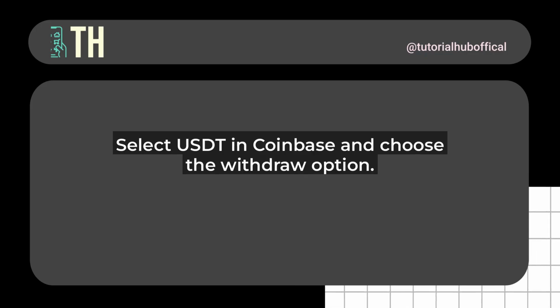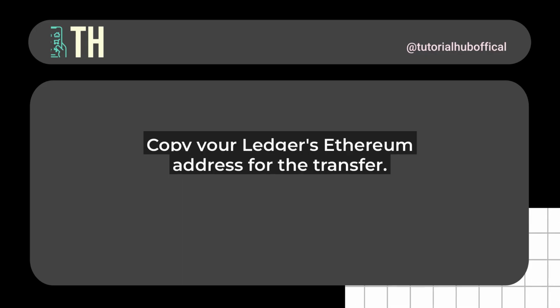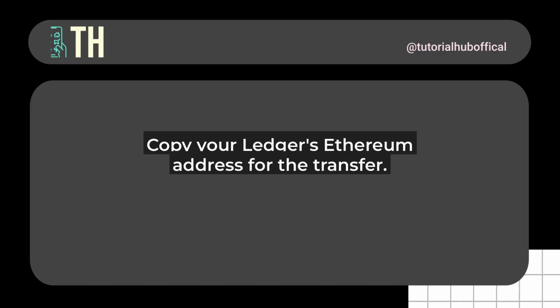Step 2. On your Ledger Nano X, open the Ethereum app since USDT is an ERC20 token. Connect your device to your computer via USB and enter your PIN for access. In the Ledger Live app on your computer, go to the Accounts section and copy the Ethereum address where you want to receive the USDT.